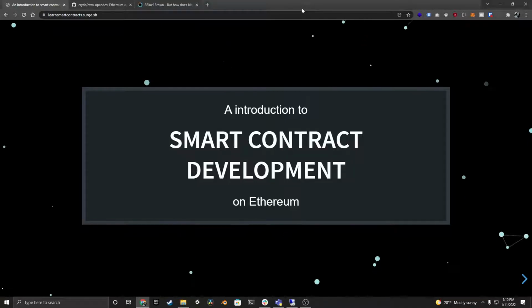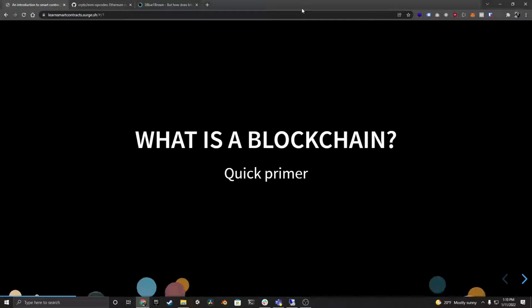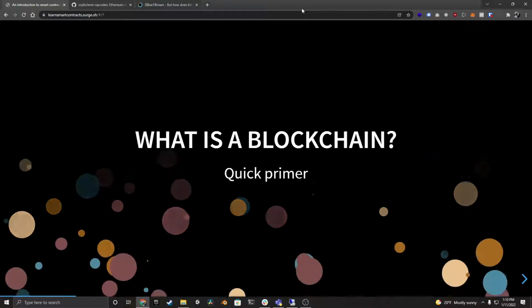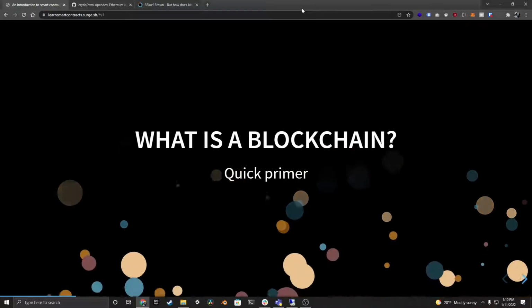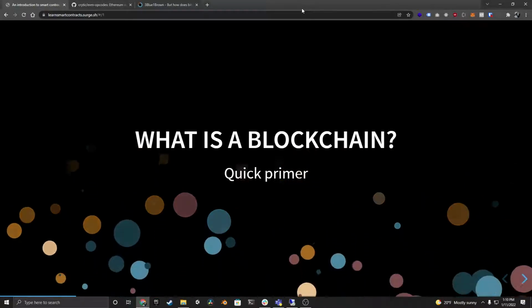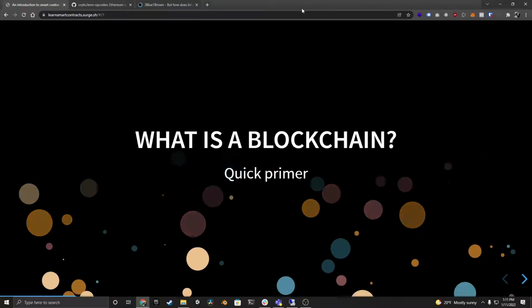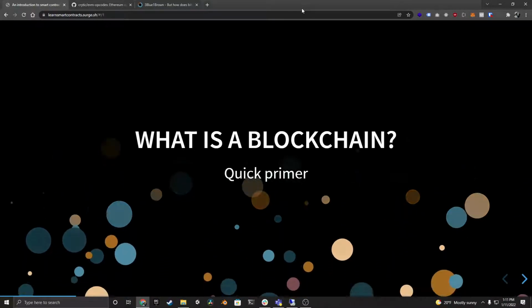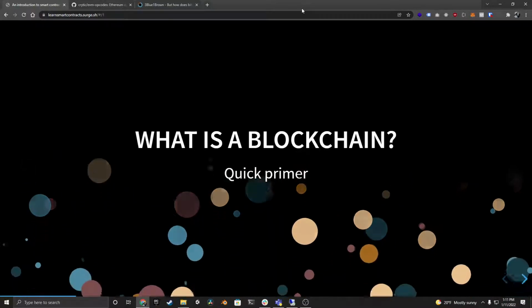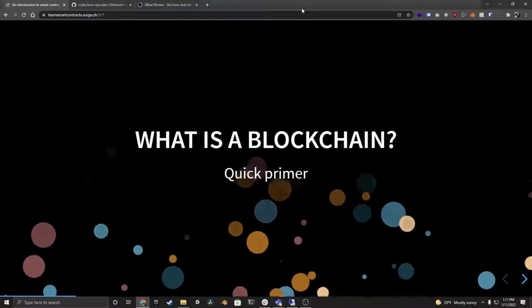All right, so let's dive right in. The first thing we need to understand if we want to approach the topic of Ethereum smart contract development is: what is a blockchain? Ethereum is in fact a blockchain. It differs from Bitcoin in the sense that it introduces this idea of a smart contract and the ability to create software that will run within the blockchain.